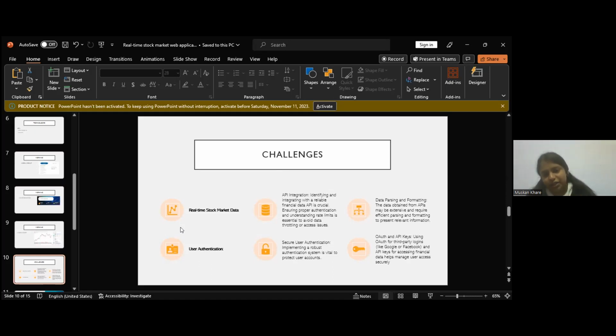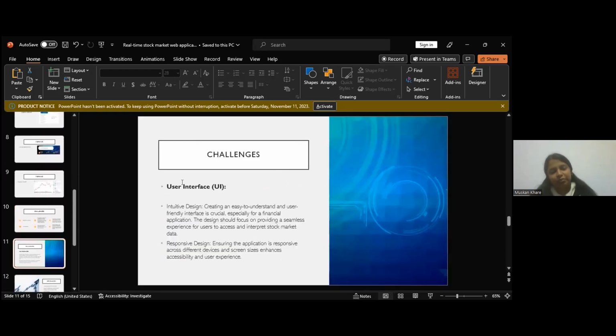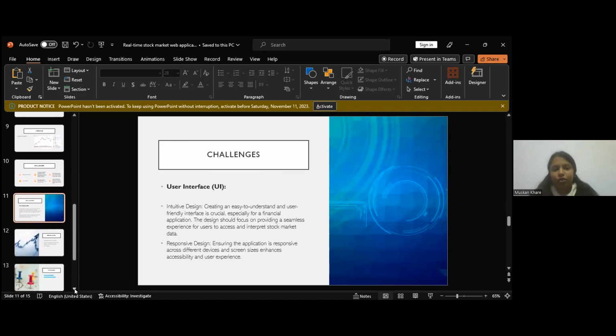And then another challenge is user authentication. User authentication is also very important because users are worried about their data. So authenticating the user is also a major task for us. Then another challenge is the user interface. We have to make this web application very responsive and easy for everyone: for advanced users, for intermediate users, and for beginners also. So making this web application user friendly is also a challenge for us.